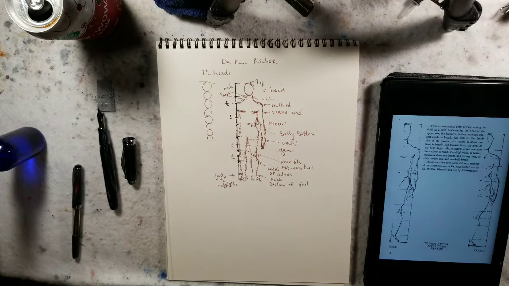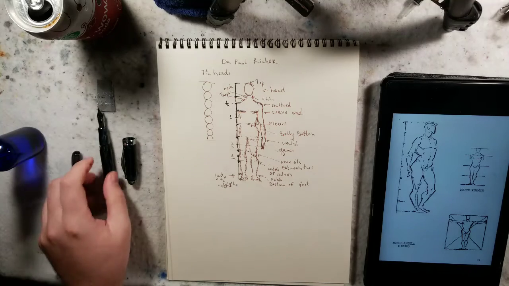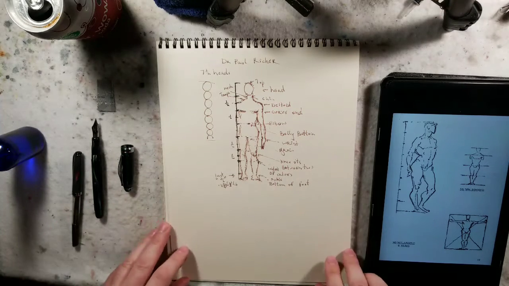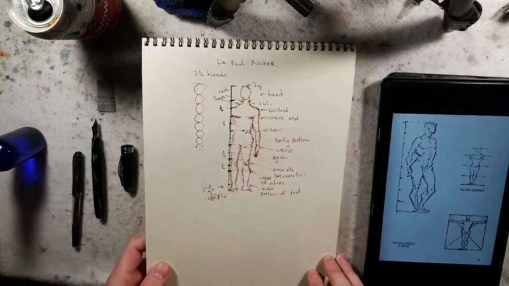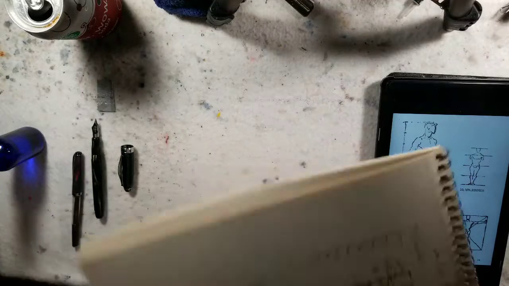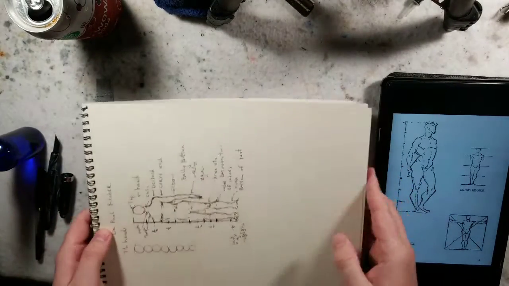Okay. So the next one is the 8-headed one, which was Michelangelo. And let's see if we could put Michelangelo's one together. What I'll do is I'll turn this paper on the side. I have to be somewhat frugal with paper at the moment.